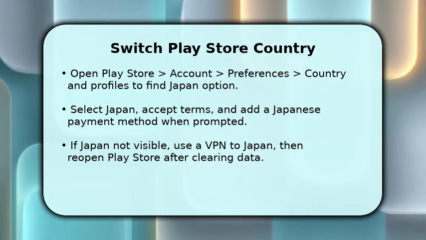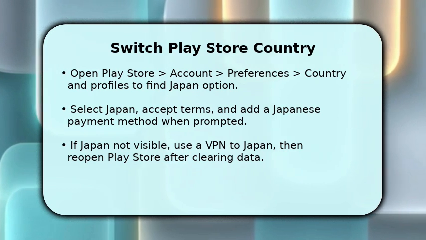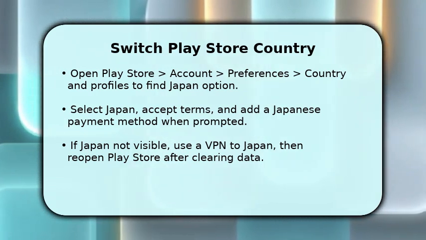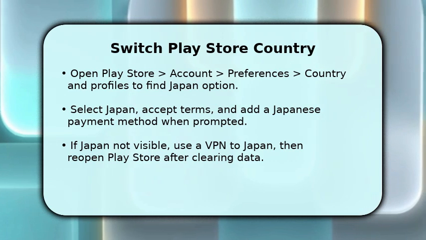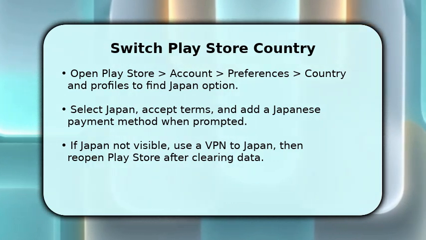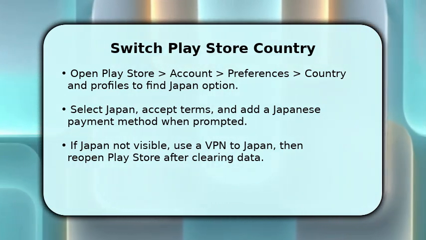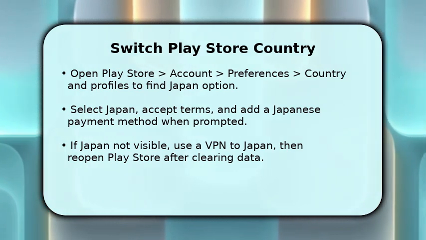If Japan does not appear, enable a Japan VPN, clear Play Store app data, and relaunch the store. It should detect a Japan profile option. Make sure you use the account tied to your payments profile while completing this step.